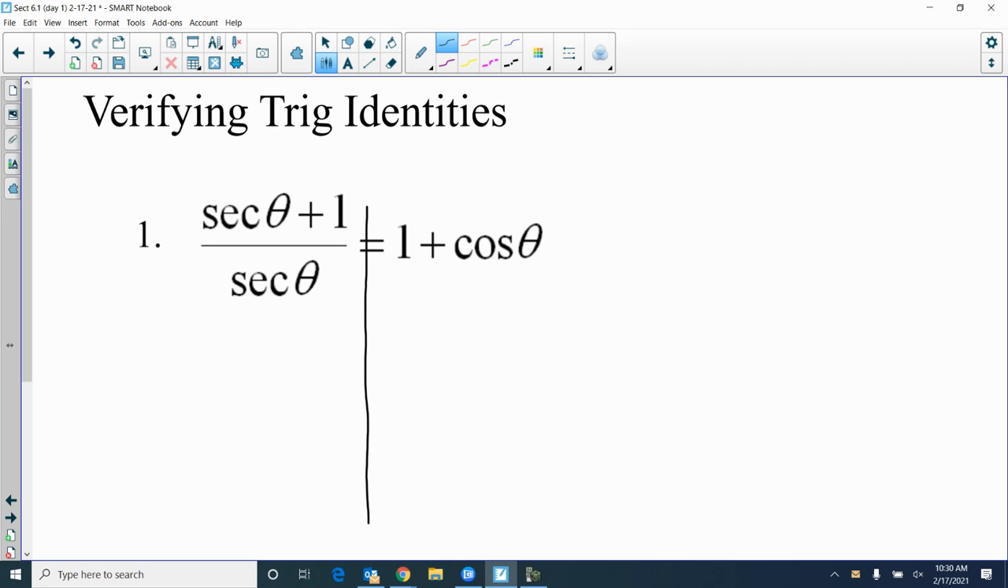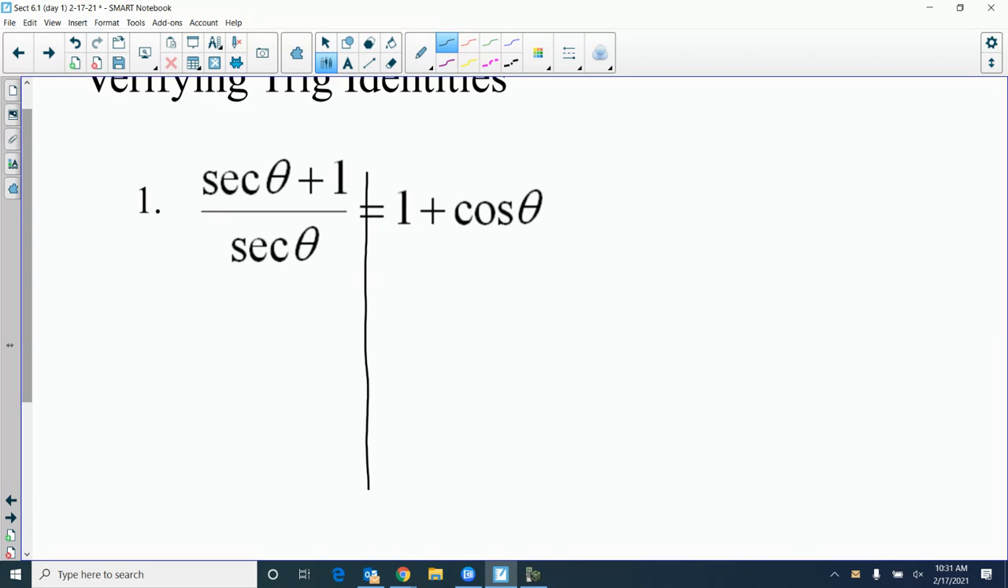All right. In this case, if I have a fraction, x plus 5 over y, can I rewrite that as x over y plus 5 over y? Is that algebraically correct? Yes. So what would that look like in this case? I can take that and split it up. First it would look like 1 over secant theta plus secant theta over secant theta is equal to 1 plus cosine theta.